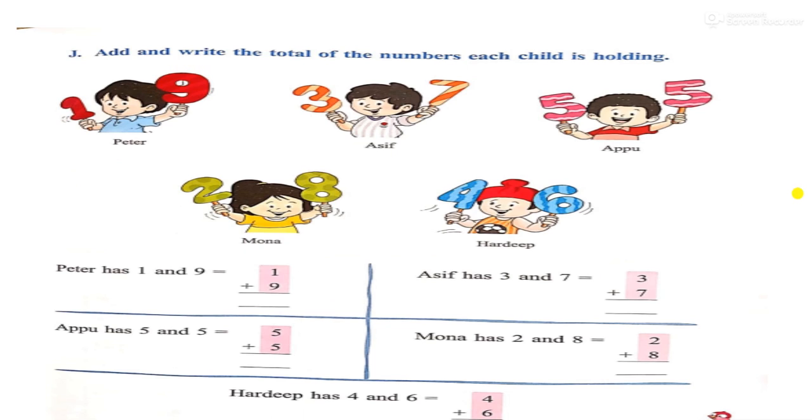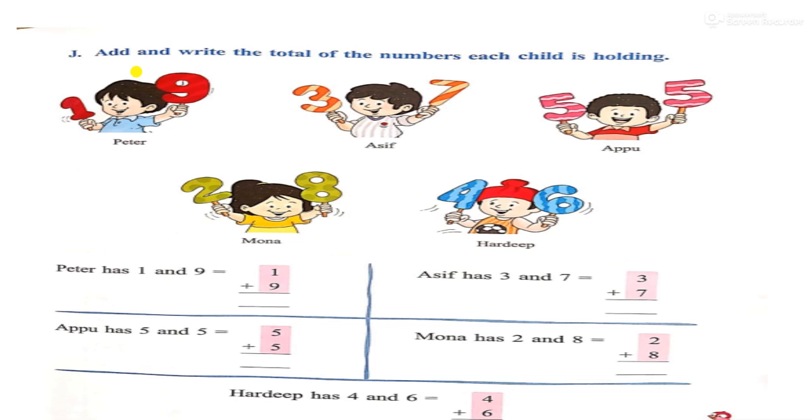Look at the exercise. I am going to read the question. Listen carefully. Add and write the total of the numbers each child is holding. Look at the picture. In this picture, 5 students are here. Each student has 2 numbers.